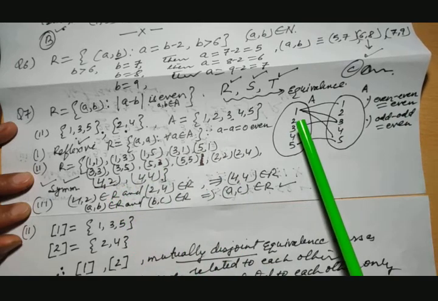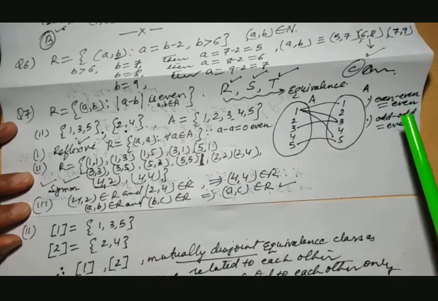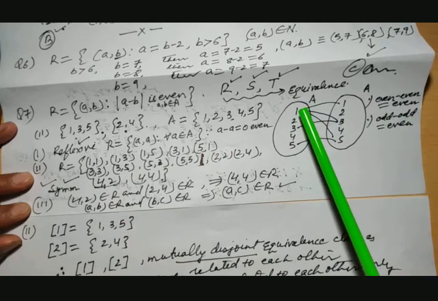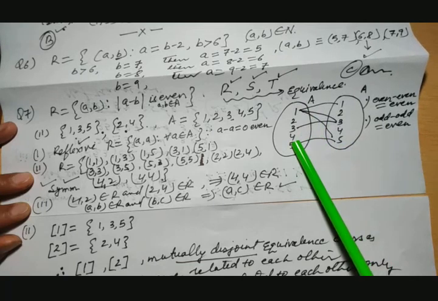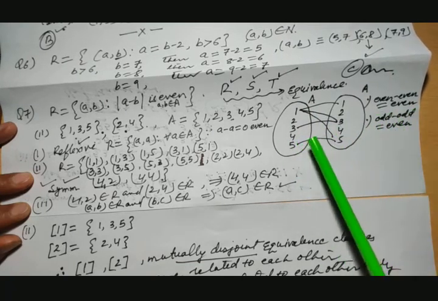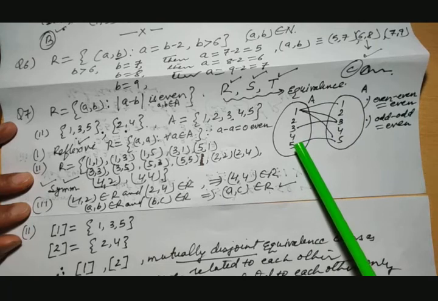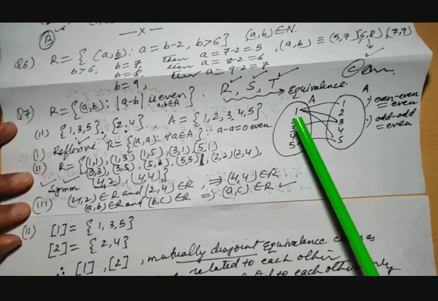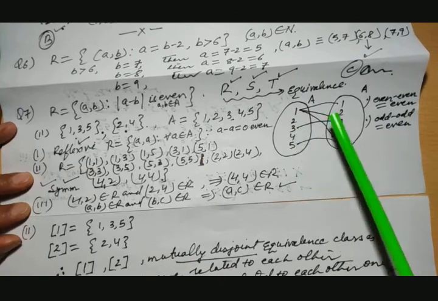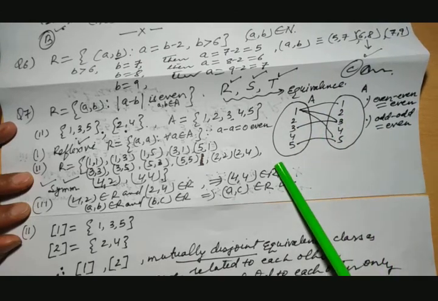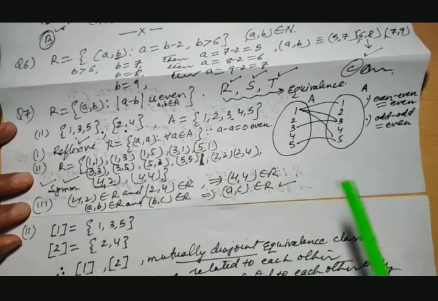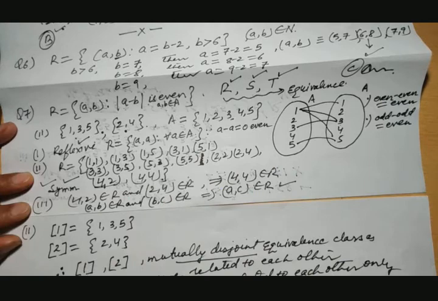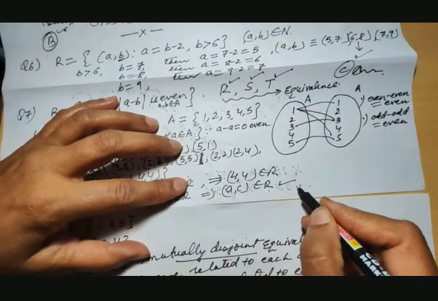At the same time, now we know even with even is even. Odd minus odd is also even. So if you take 1, 3, 3, 5, so you will get 1, 5. Odd with odd. Take any two odd. Their difference is always an even number. Take any even number. Their difference is also an even number. Hence, this relation is going to be a transitive relation as well. This proves the transitivity.